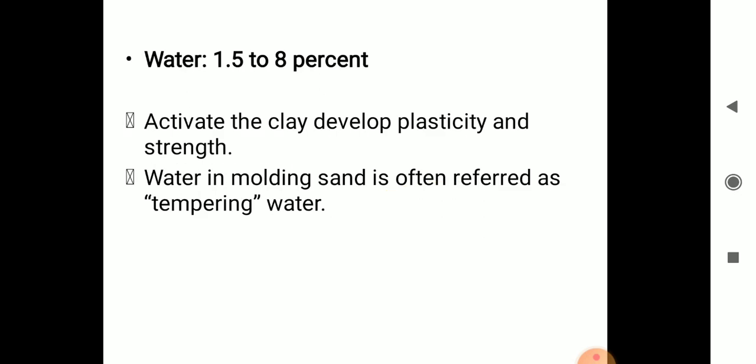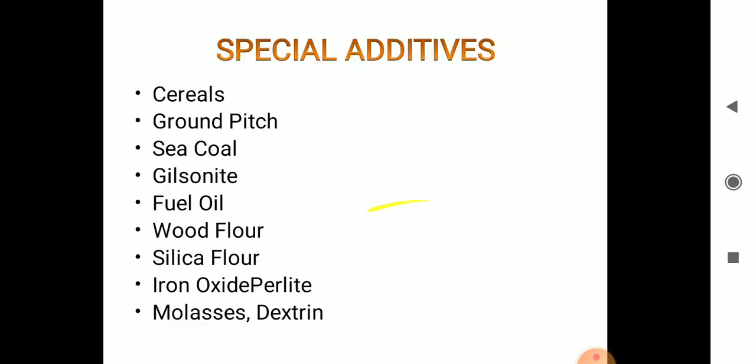Next one is the water. Water activates the clay, developing plasticity and strength. The percentage is 1.5 to 8 percent. Water in a molding sand is often referred to as tempering water. Water in excess is free water. The rigid clay coating of the sand grains may be forced together, developing strength. Free water lubricates and makes the sand more plastic and more moldable, though the strength may be lowered. Control of water in a sand-clay mix is very important.